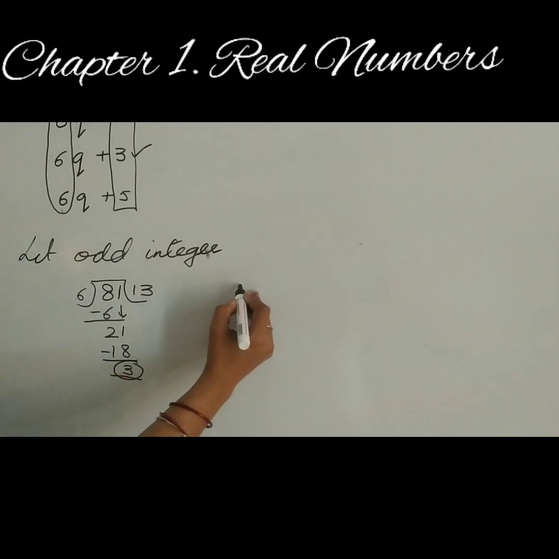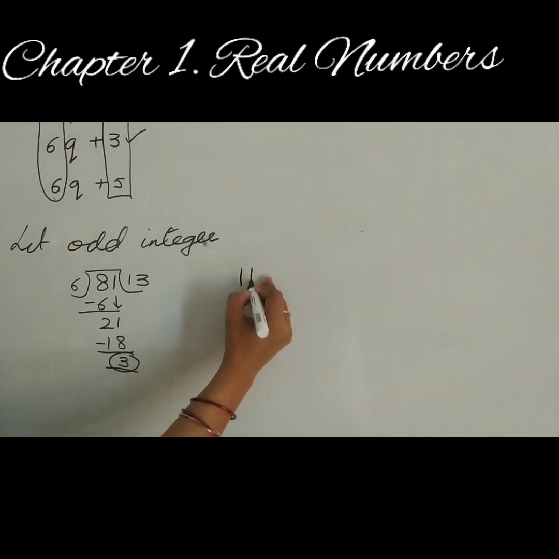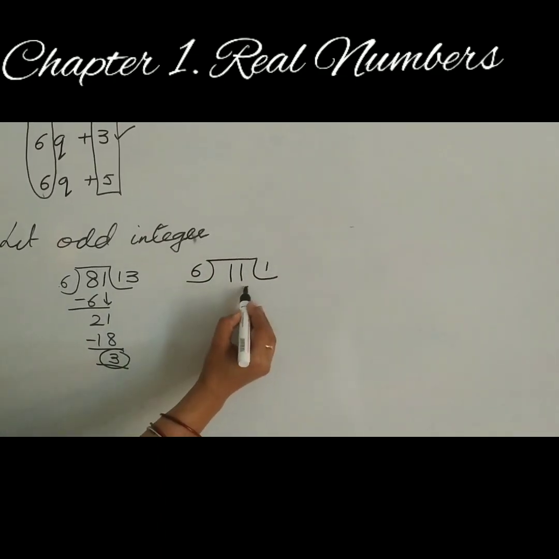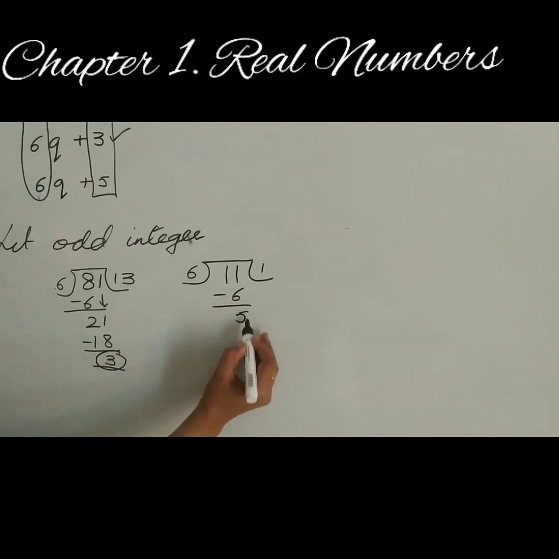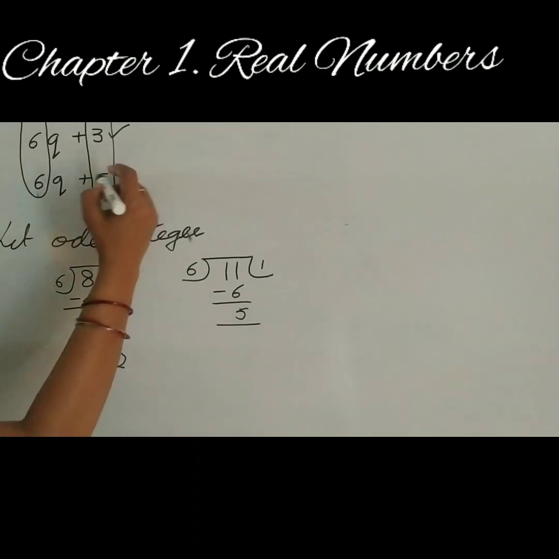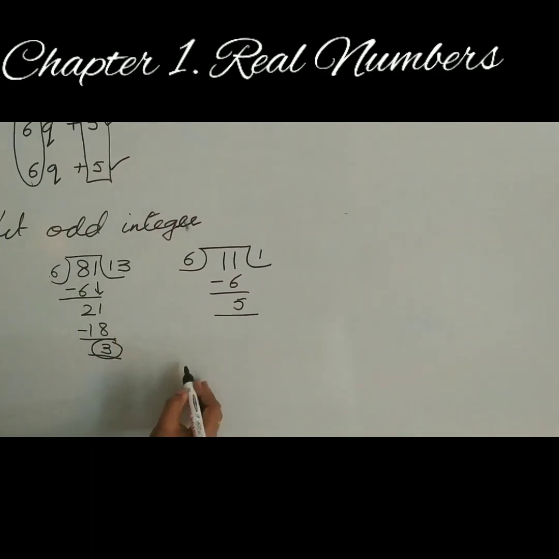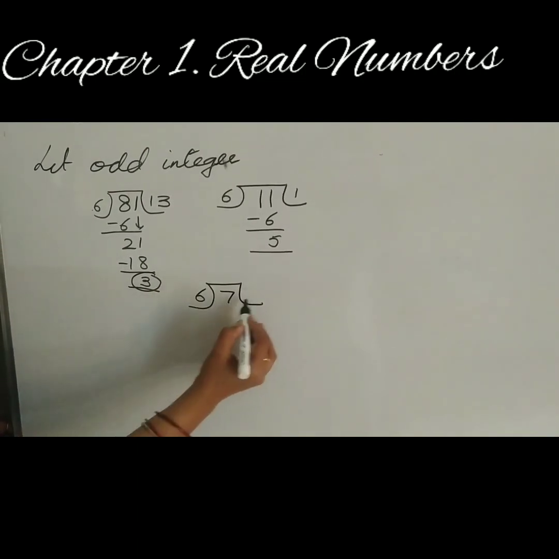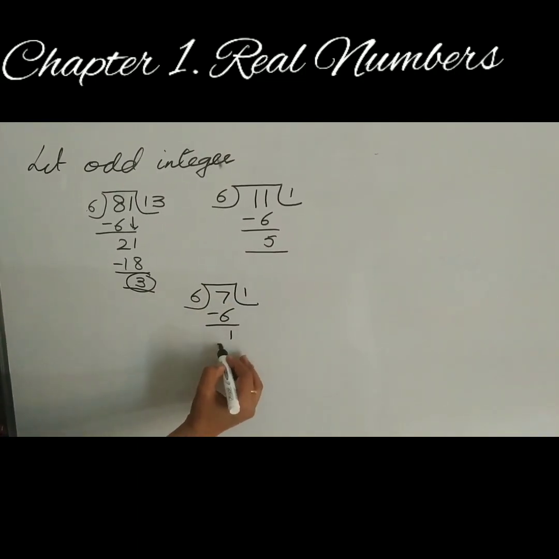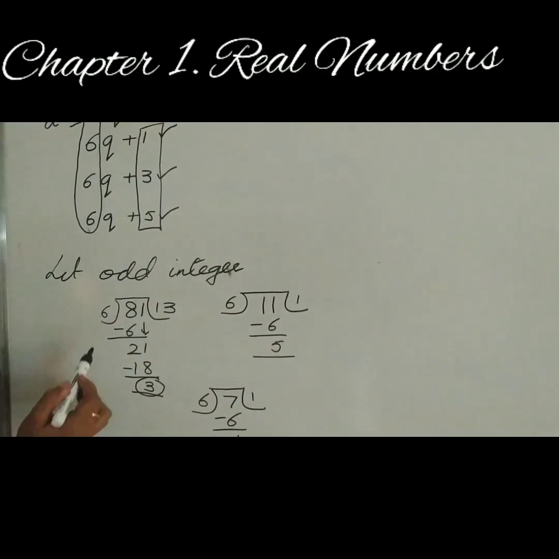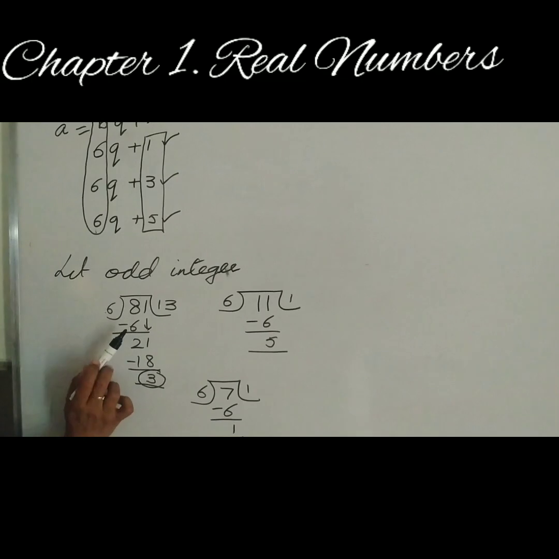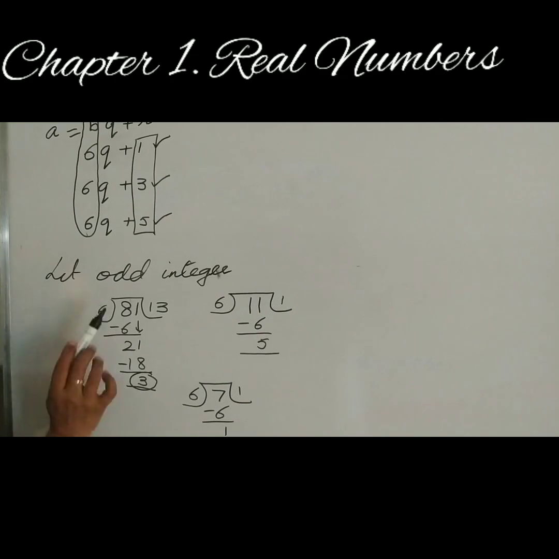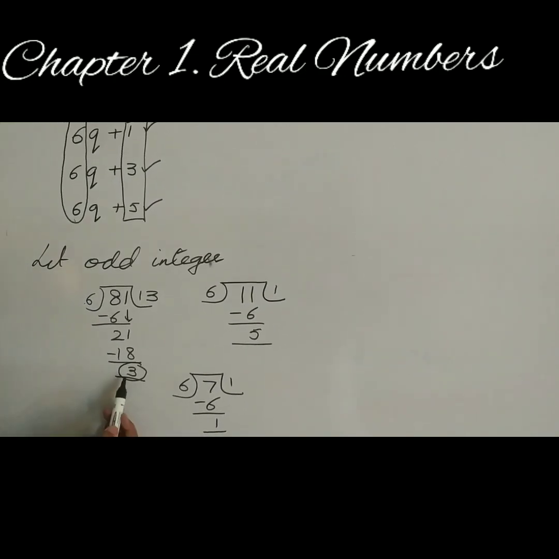Let's take another example. Suppose I write 11. Now if I divide 11 by 6, 6 1s are 6. On dividing by 6, I am getting remainder as 5. Now let's take another example, 7. If I divide 7 by 6, 6 1s are 6, so remainder is 1. So you can try this by taking a few odd integers, and if you divide all those odd integers by 6, either you will get remainder 1 or 3 or 5.